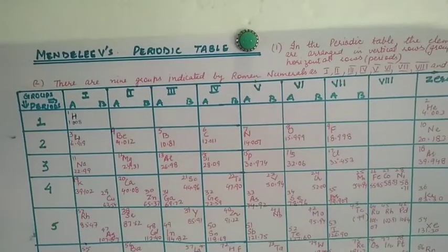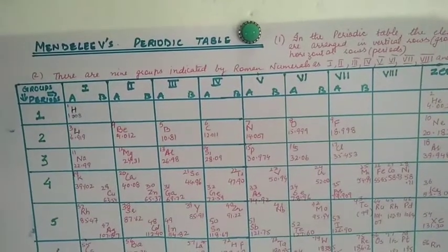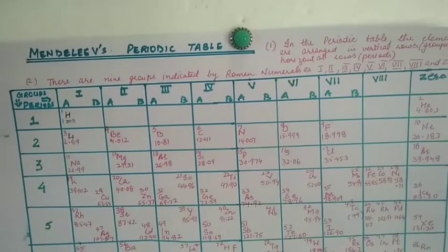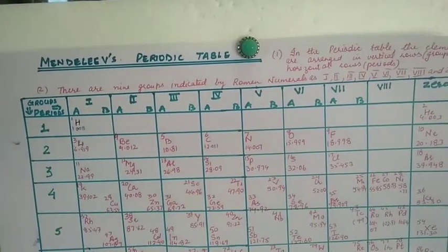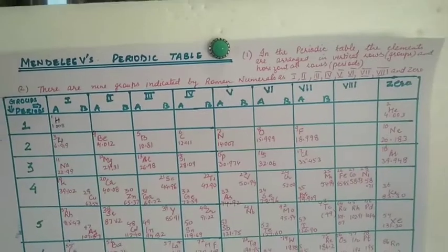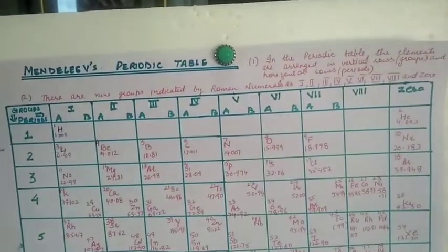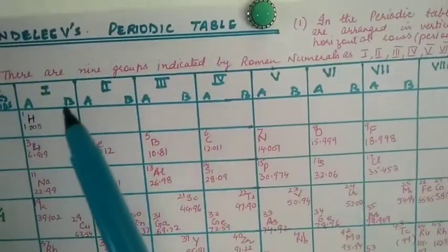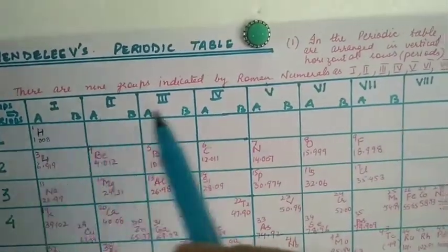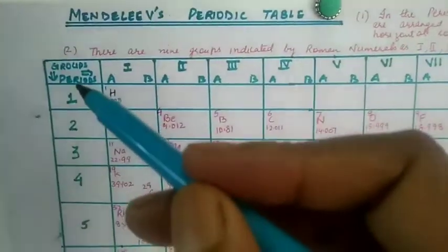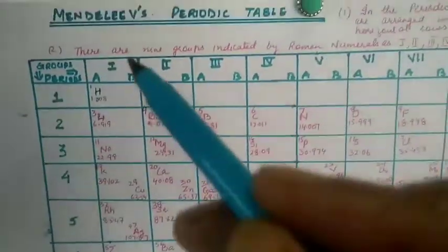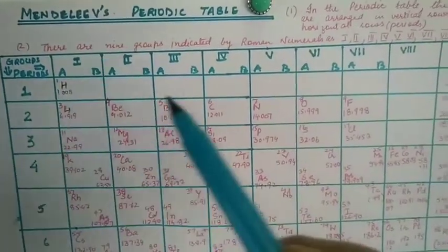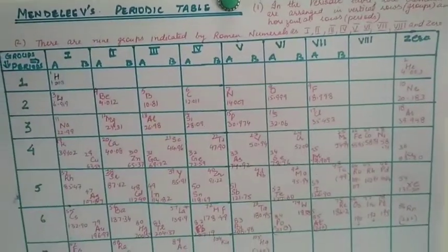Our topic for today is Mendeleev's periodic table. It was formulated by Russian chemist Dmitry Mendeleev in the year 1869. The characteristics of the periodic table are: you can see the periodic table is divided into 9 groups and 7 periods. The vertical rows are called the groups and the horizontal rows are called the periods.